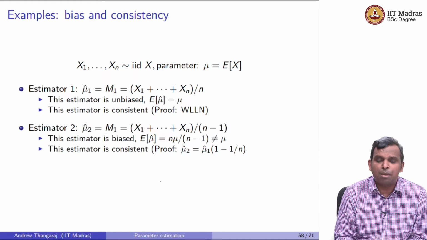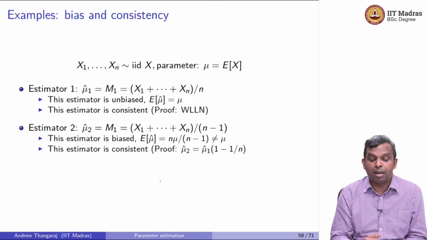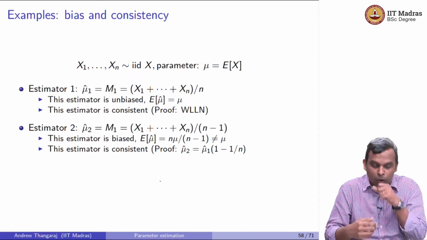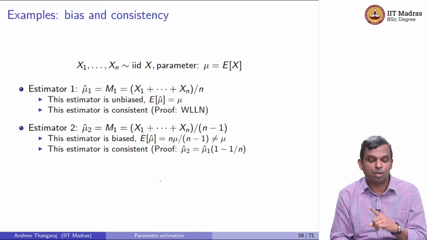So here is a slightly modified estimator where instead of dividing by n, I am going to divide by n minus 1. Why? Just for fun, just to show you that all sorts of combinations are possible. This estimator is a biased estimator, it is not unbiased.